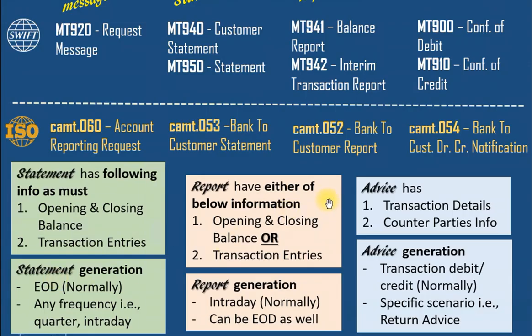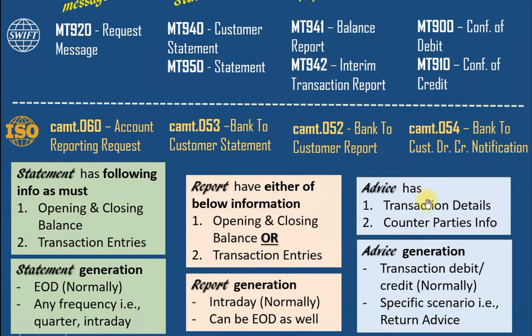Reports are those which do not have balances and transactions as a combination. They either provide a balance or provide entries. Like 941 is only about the balance at that particular instant. 942 is about the transactions that happened in that particular time frame. Report generation is normally intraday but can happen at EOD as well.